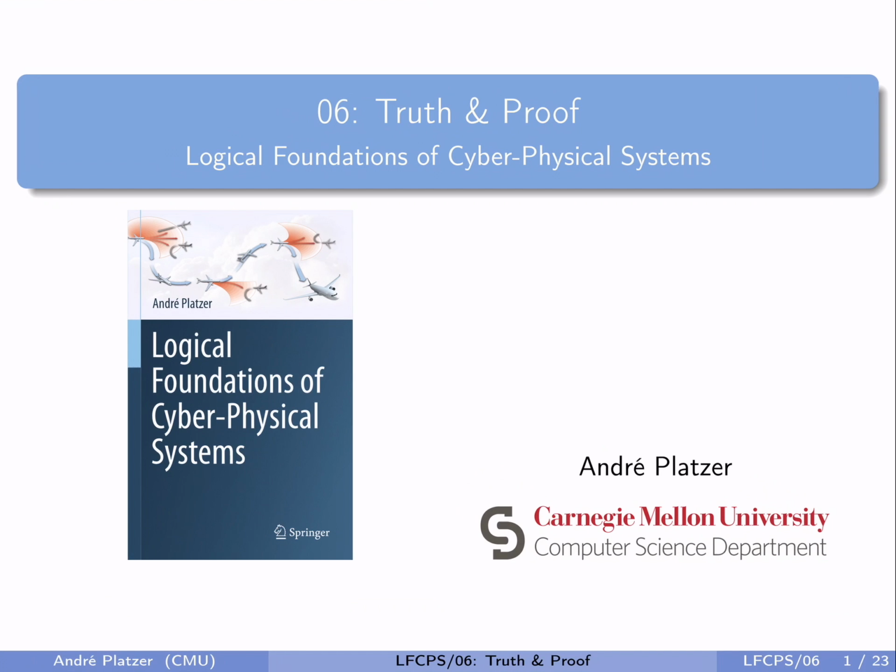Welcome to the sixth chapter on truth and proof in the Logical Foundations of Cyber-Physical Systems textbook. What we've seen last time is actually something quite amazing: dynamic axioms for rigorously reasoning about dynamical systems. What we will be doing in this chapter now is to augment these dynamic axioms for dynamical systems reasoning principles with whatever it takes to add full mathematical rigor into an actual proof system.